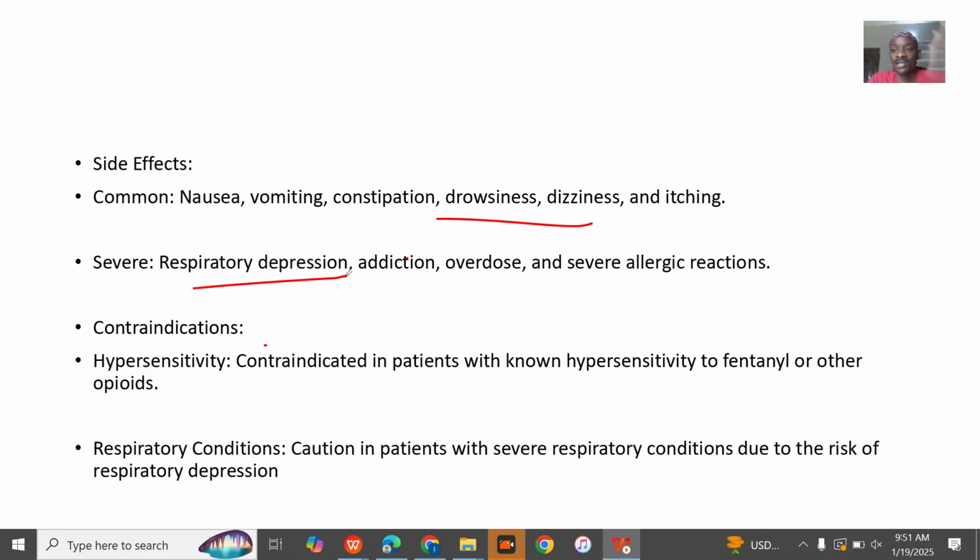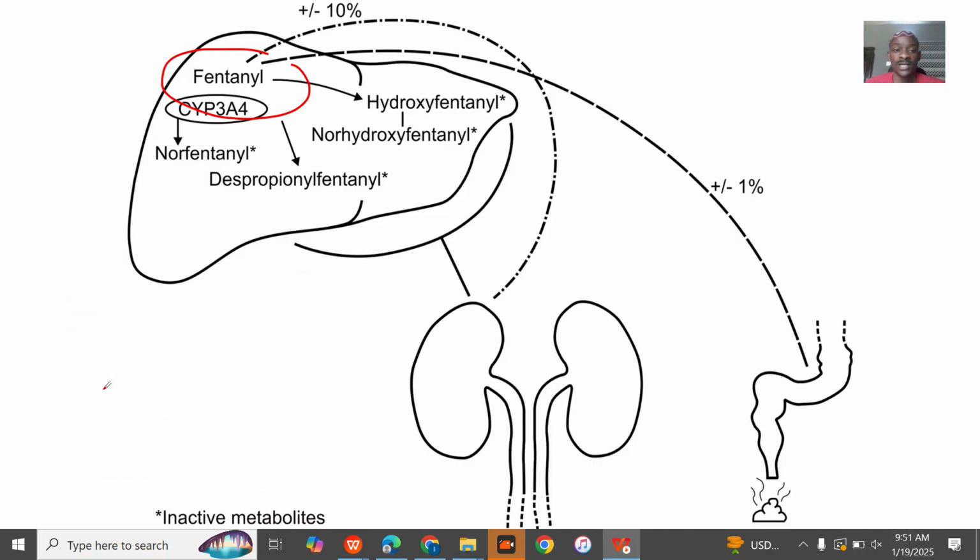So contraindications, like situations where you shouldn't use it. If the patient has hypersensitivity to fentanyl or any opioids, you don't use it. Then because it can cause respiratory depression, you don't use it on people that have some respiratory conditions like asthma or chronic obstructive pulmonary disease. You understand? All right. So that's it for fentanyl.